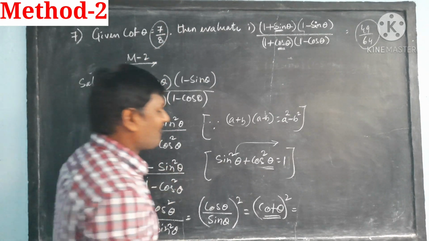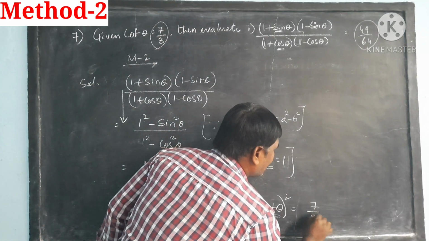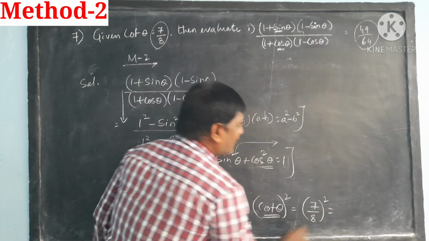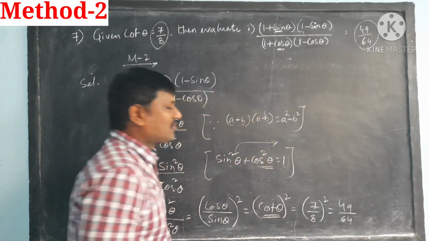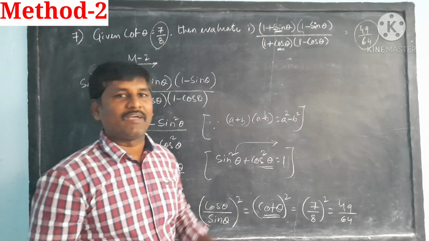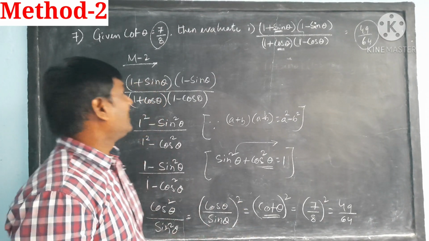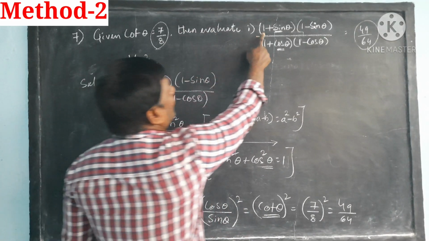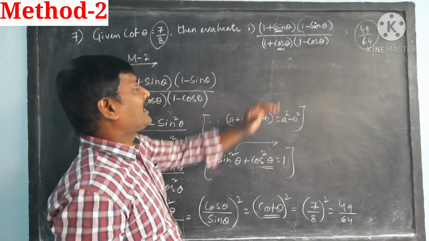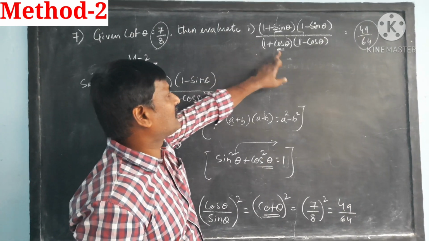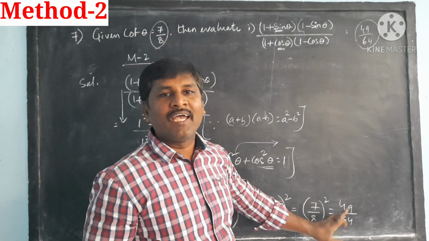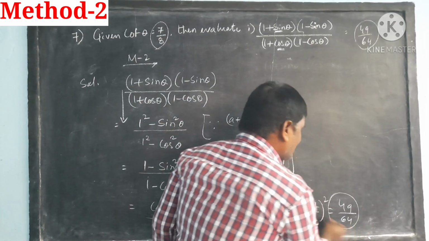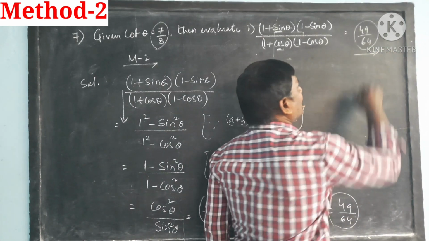Now substitute the value: 7 by 8 whole square. Now 7 square is equal to 49 and 8 square is equal to 64. This is the way you can find the answer very easily by using trigonometric identities. So the value of (1 plus sin theta) into (1 minus sin theta) divided by (1 plus cos theta) into (1 minus cos theta) is equal to 49 by 64. We already got the same answer in the previous method.